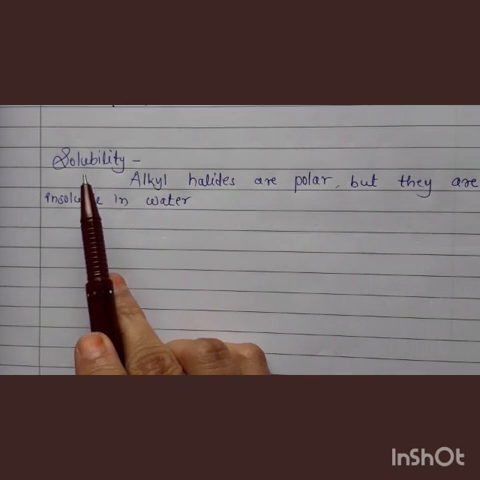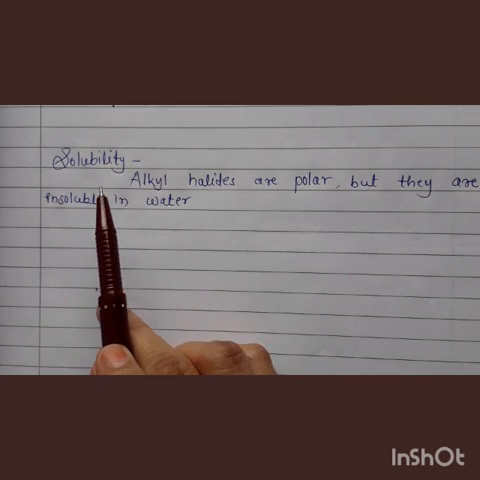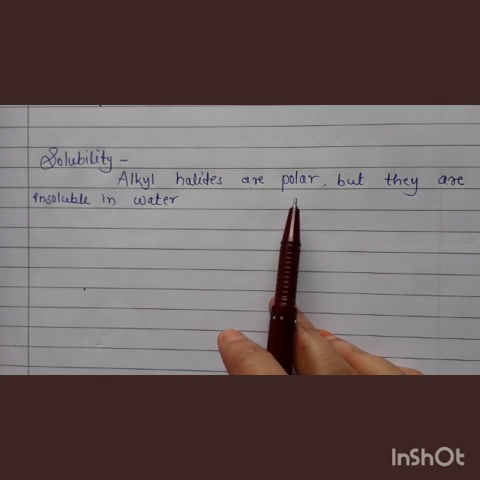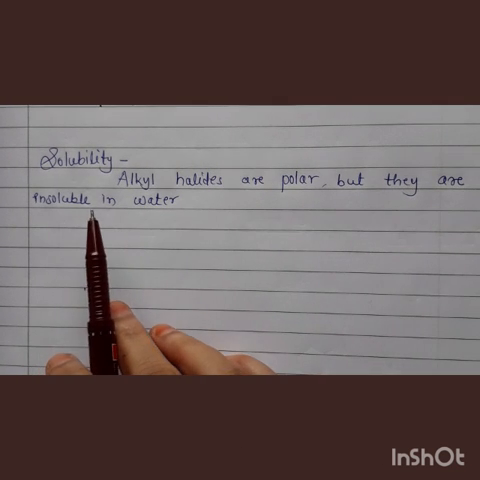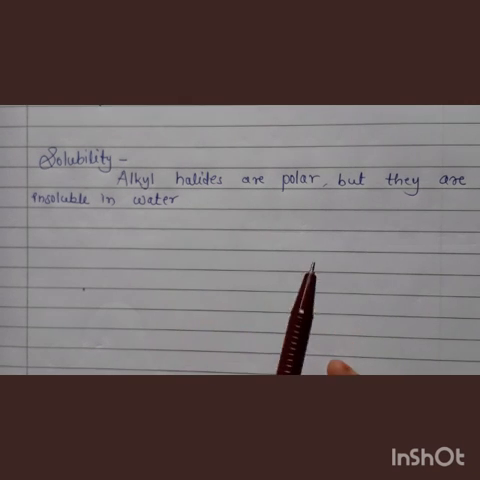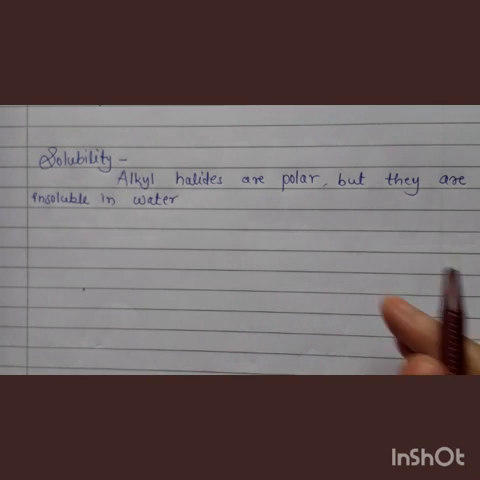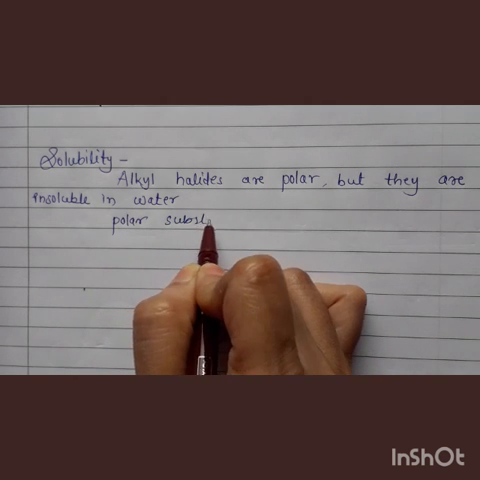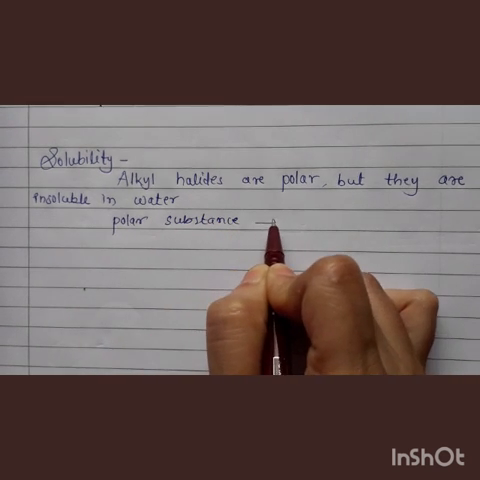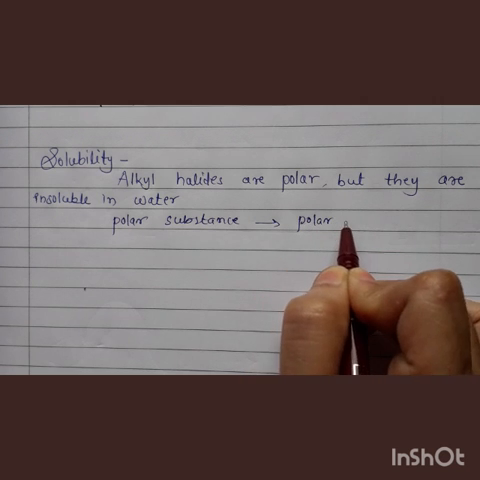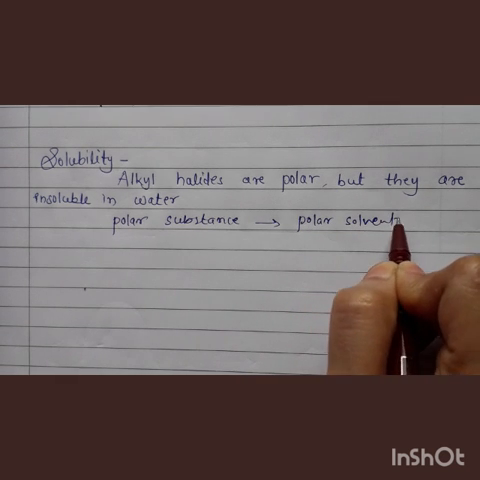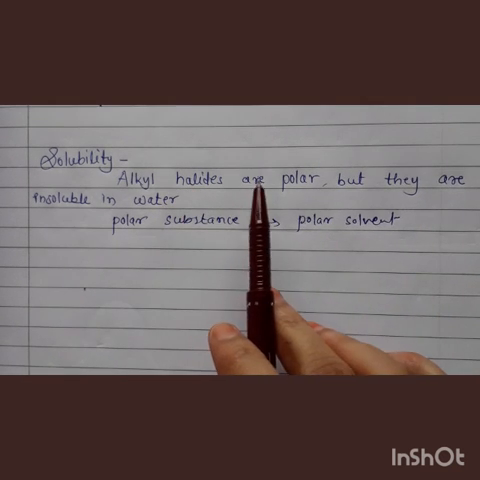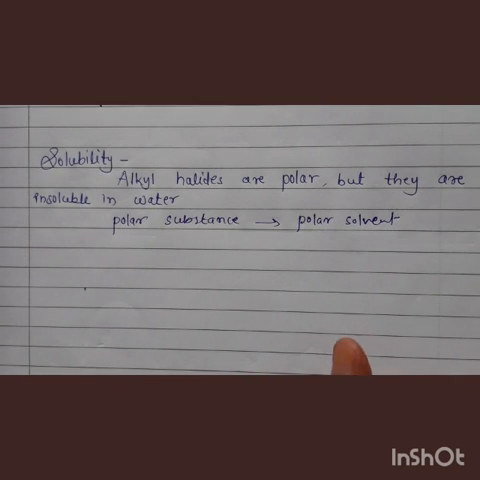Okay, let us see solubility. The next physical property of alkyl halides is solubility. We have studied that alkyl halides are polar molecules, but they are insoluble in water. You know water is a polar molecule, and we have studied that polar substances or solutes dissolve in polar solvents. But here alkyl halides are polar and water is also polar, and still alkyl halides are insoluble in water. What is the reason?